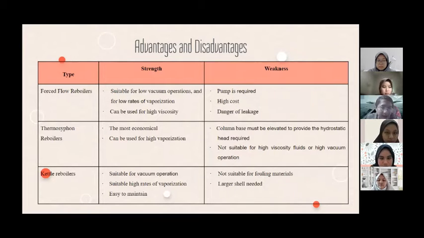And the last is kettle reboiler. The strength is suitable for vacuum operation, suitable for high rate of vaporization and easy to maintain. But the weakness is not suitable for fouling materials and a larger shell is needed.